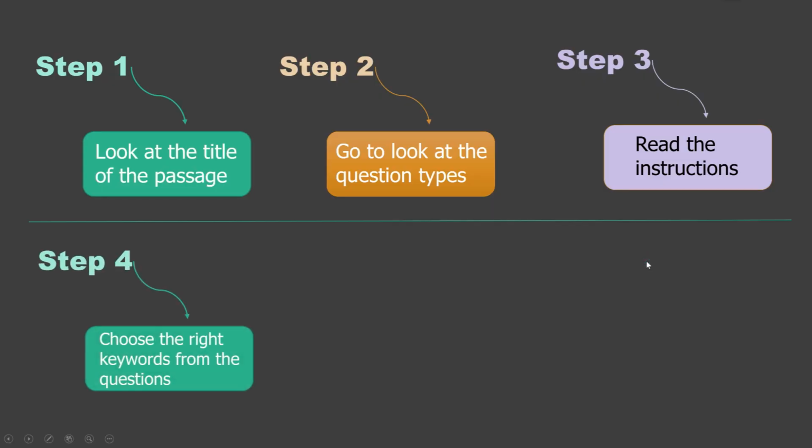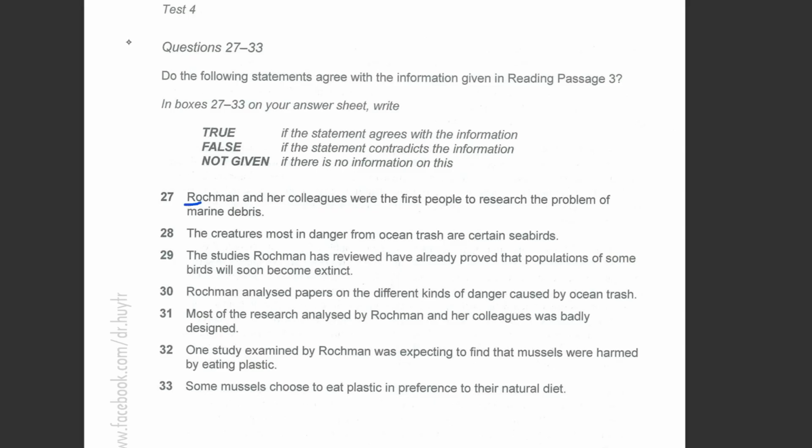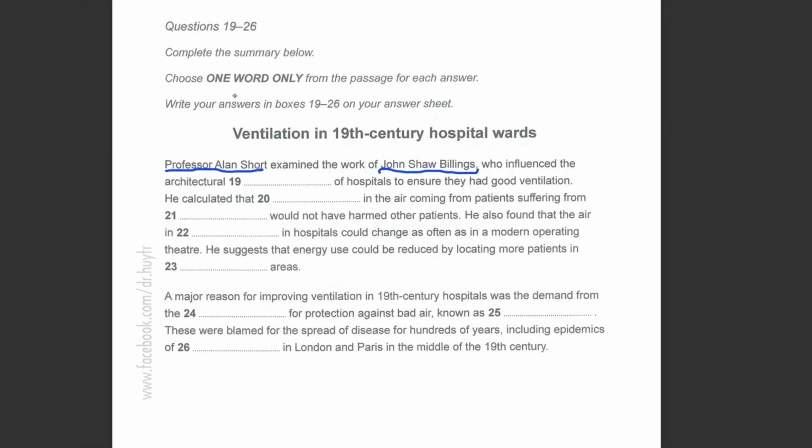The 4th step is about choosing the right keywords from the questions. This is very important. Now, once you read the instruction, you get stuck to the question. Now, you are going to pick up the right keywords in the questions. So the question is, how do you even know this is the right keyword? Remember, we have done this in the previous sessions. You can go back and look at it one more time.